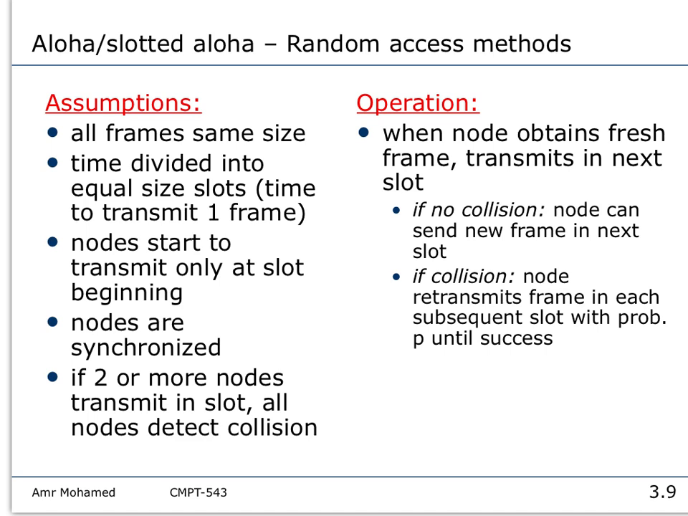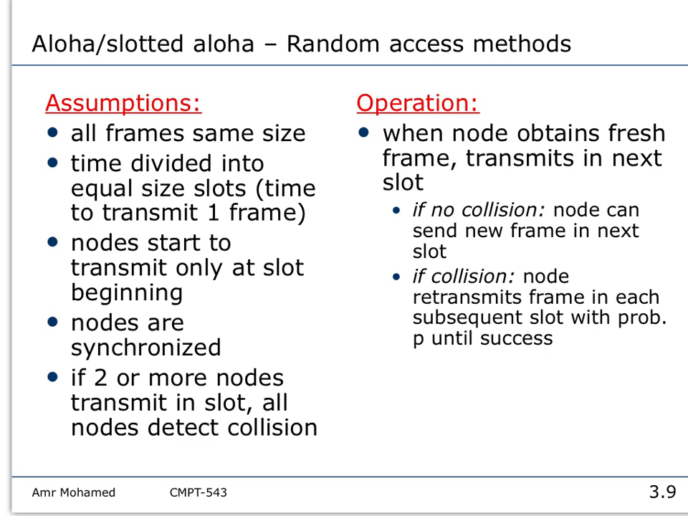Okay, and if two nodes are transmitting at the same time, all nodes detect collision. Of course, detect here means detect implicitly, not explicitly. Implicitly means by not receiving an acknowledgement or receiving a negative acknowledgement. When a node obtains a fresh frame, from where? From the higher layer. So it transmits in the next slot. So even if I have data now, I have to wait for the beginning of the next time slot. That's all I need to do, and then send.